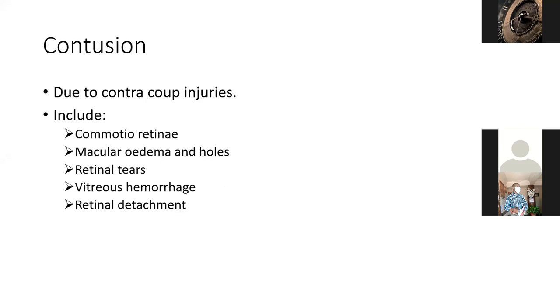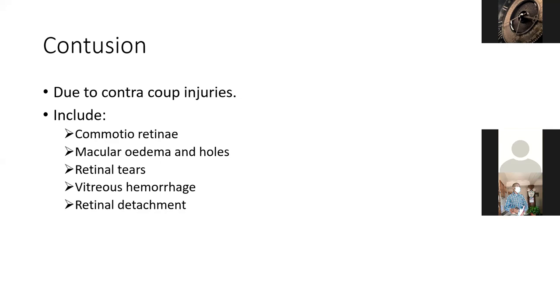Now, a contusion is when pressure is exerted on the eye, and there may be concussive injuries. The injury is sustained at the posterior segment of the eye. The injuring object hits the front, and the pressure injures the back. One of them is commotio retinae. This one manifests as retinal edema.